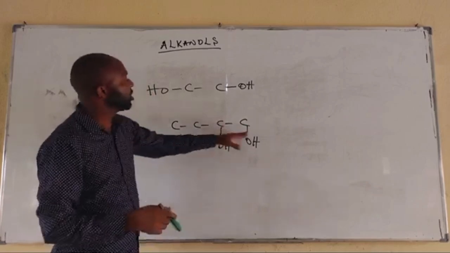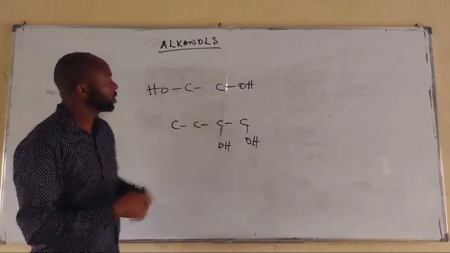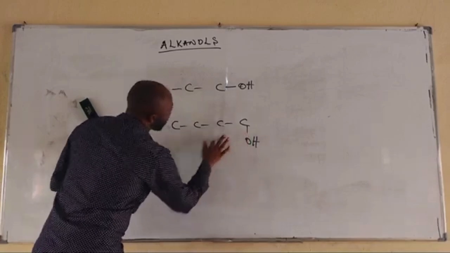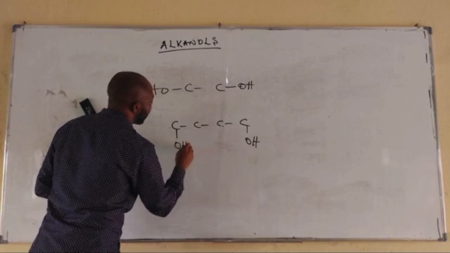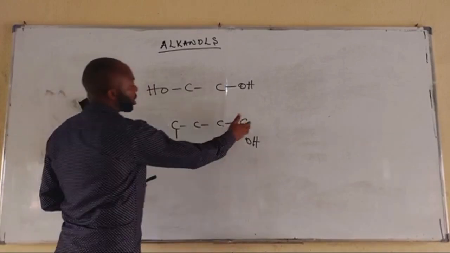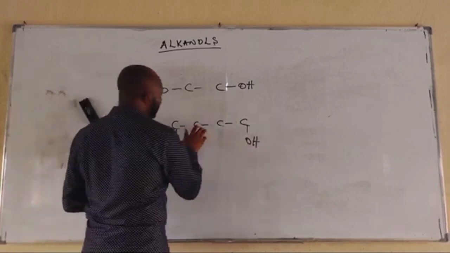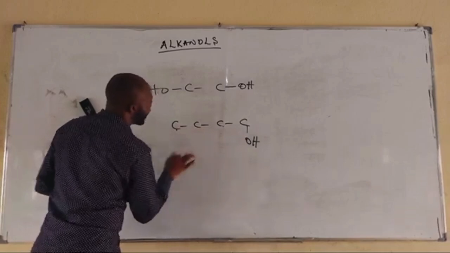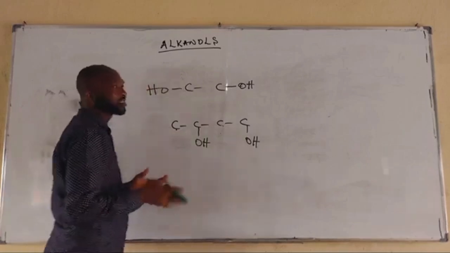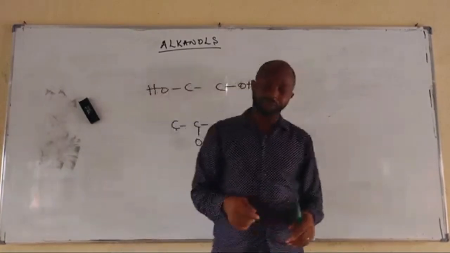Sorry, this is butane. This is butane 1,2 diol because we have 2 of these. It can be butane 1,4 diol. If the position is here, dihydric, we still have 2 hydroxy groups. So this becomes butane 1,4 diol. If it is in the middle here, it is butane 1,3 diol. So this is classification based on the number of hydroxy groups in the compound.